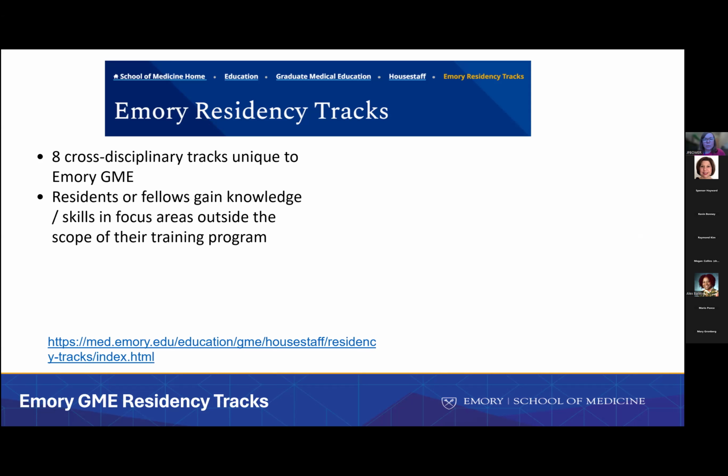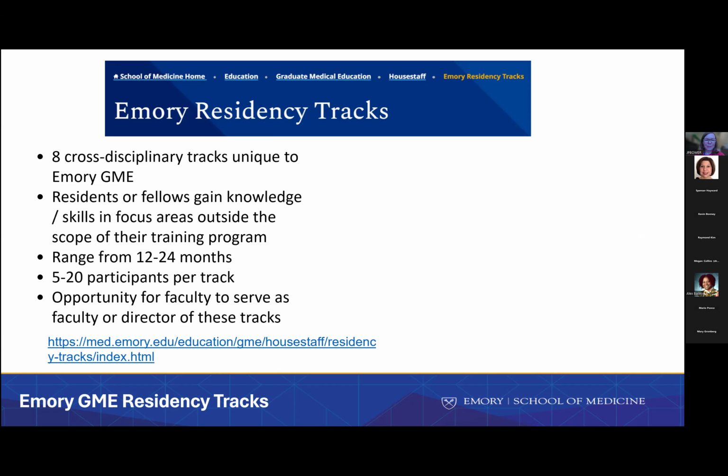So just wanted to highlight one particular special place that could be an area of engagement, and these are what we call the residency or residency and fellowship tracks. These are 8 specialty tracks that are unique to Emory GME and were started here, although I think some other large institutions may have something somewhat similar. And these allow residents or fellows to gain knowledge and skills across certain focus areas that are outside of their discipline. And I know one of our new faculty members participated in one of these.